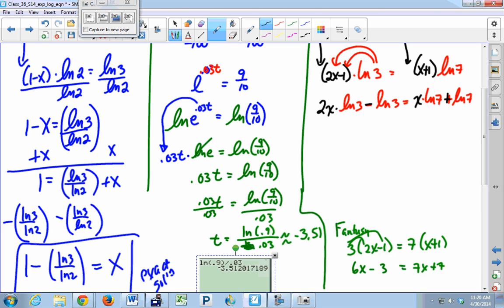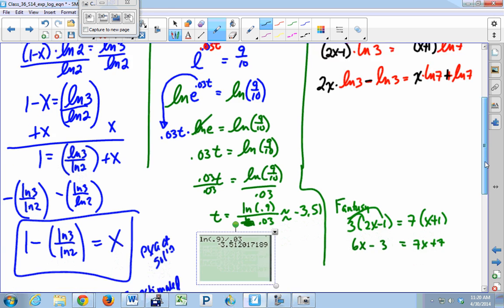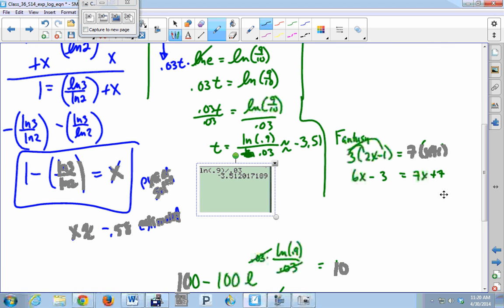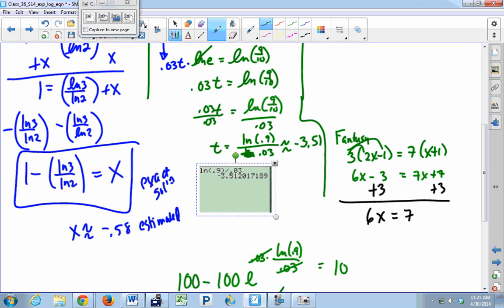Now, let's go back to our fantasy equation. If you had this fantasy equation, what would you do next? You add 3 to both sides, right? That's what you would do next. And you'd have 6x equals 7x plus 10. So basically, you want to get your constants on one side of the equation and your variable terms with x in them on the other.